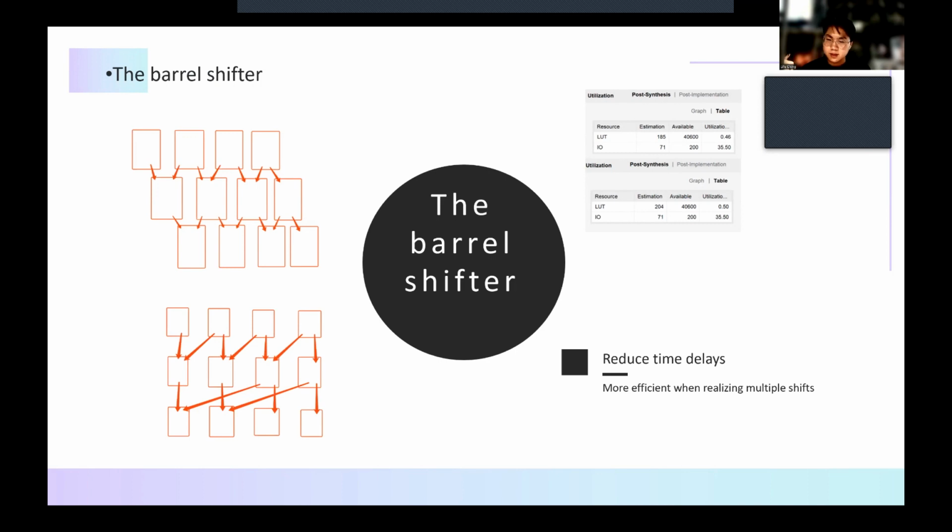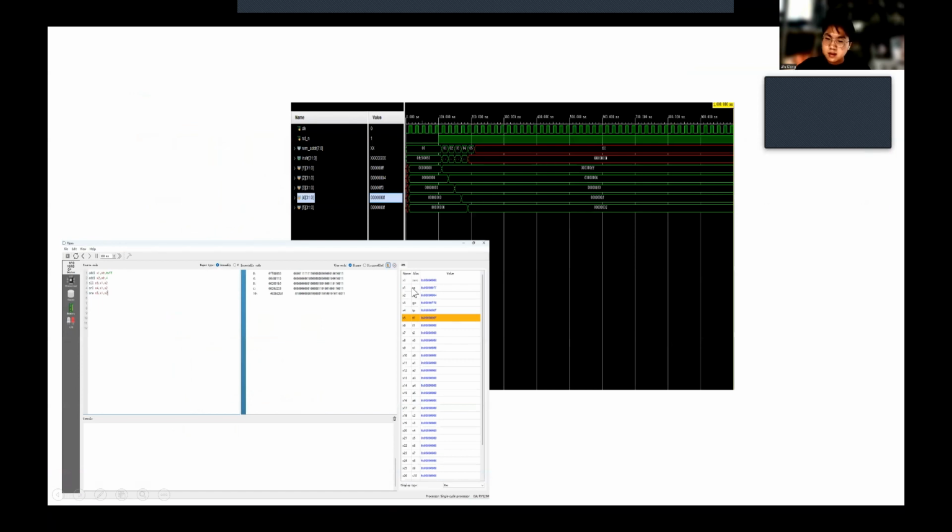From the report we can get the information that the resource utilization of the barrel shifter is also lower than the normal shifter. Then the waveform plot here shows that after optimization, the addition operation and the 3 shifter operations can achieve correct results.